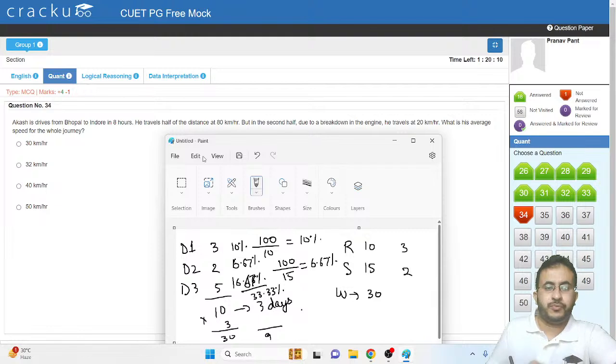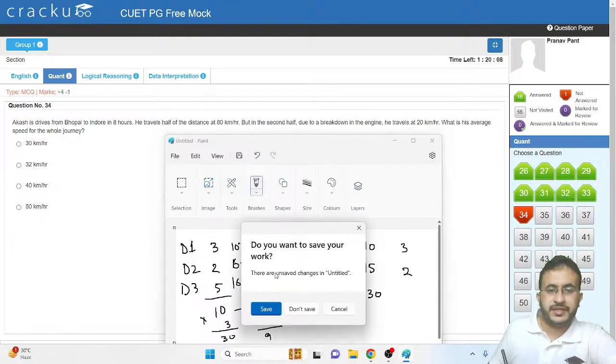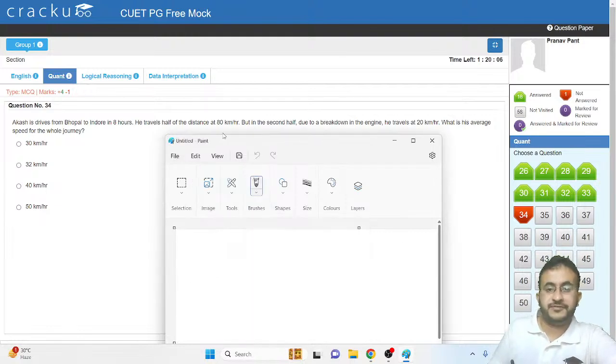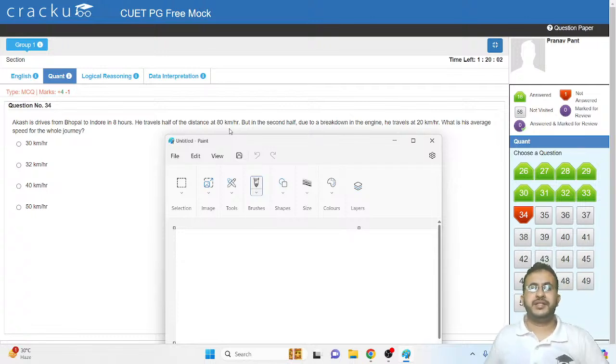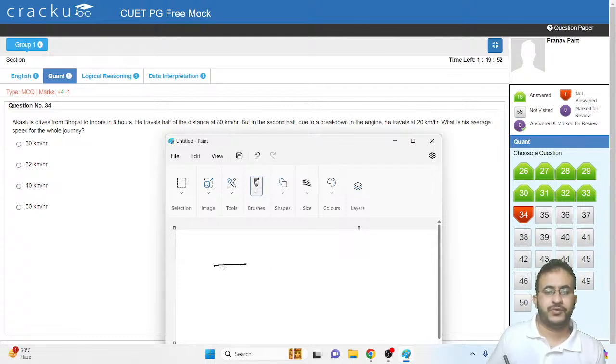Akash drives from Bhopal to Indore in 8 hours. He travels half of the distance at 40 km per hour, but in the second half, due to a breakdown in the engine, he travels at 20 km per hour. What is his average speed for the whole journey? We need to find his average speed. In this case, the distance is equal.